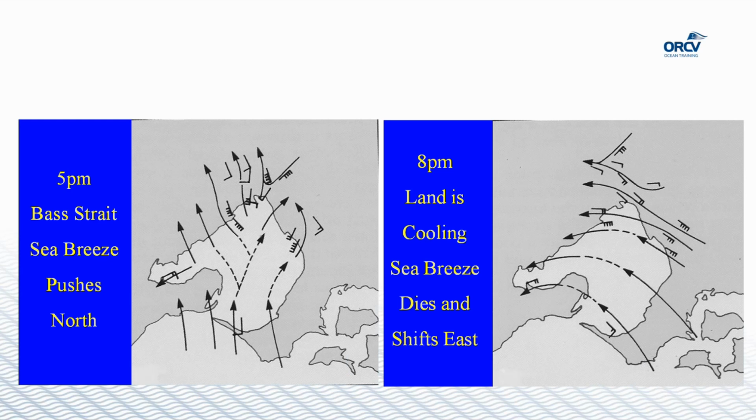At 5 p.m. it's pushing north. It moves quite a long way inshore before it starts to go backwards again. And in the one diagram here at 8 p.m., when the land's cooling and the sun's gone down a bit, you see it shifting to the east and heading east, and your sail set and everything changes accordingly.